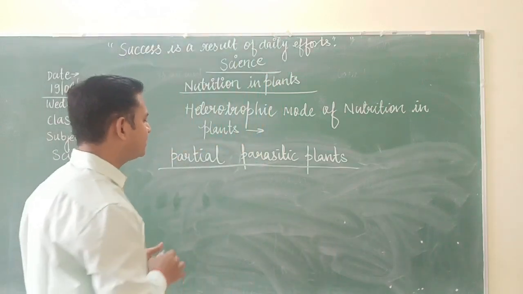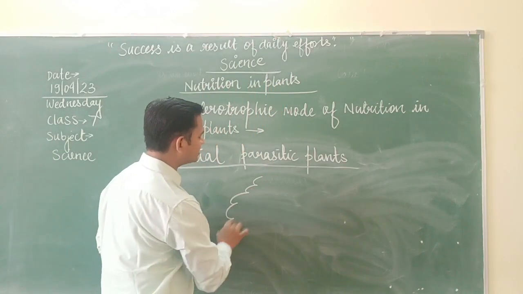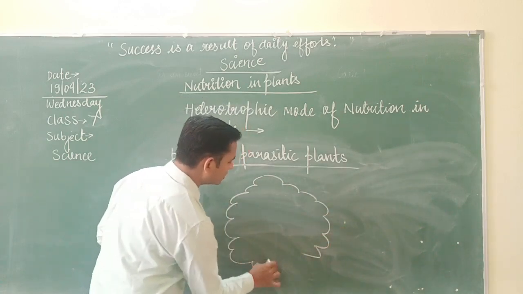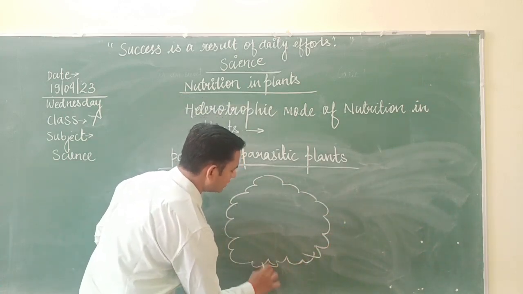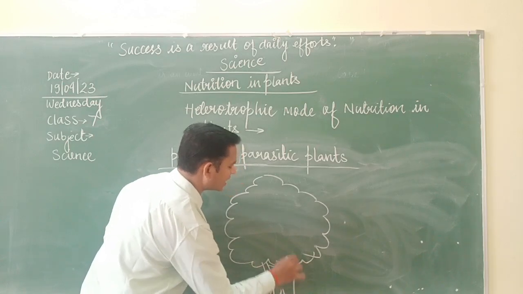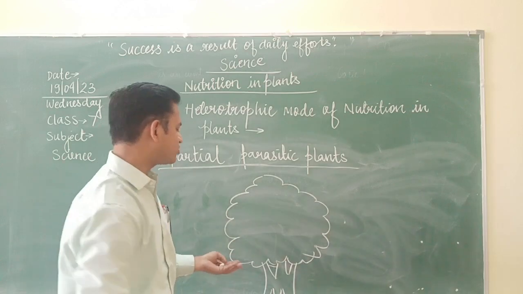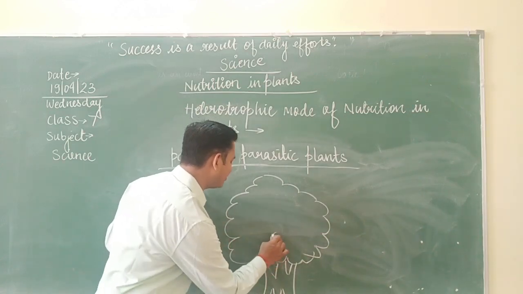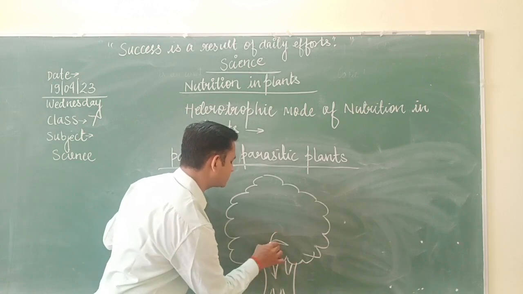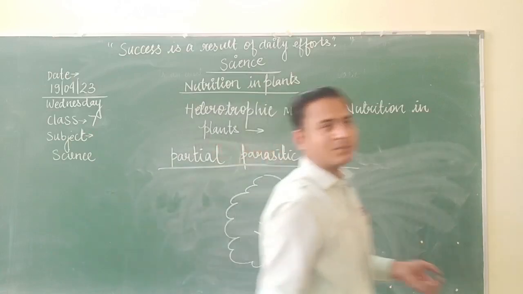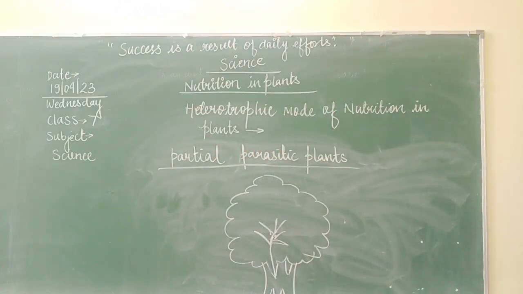For example, there is a tree. Let us take again one example. With the help of this diagram, it is going to be more clear to you. Suppose this is a tree, and this is the trunk of this tree. These are some branches of the tree. So on this tree, sometimes what happens? A plant will be growing. Suppose this is a plant, and this plant is a mistletoe plant.